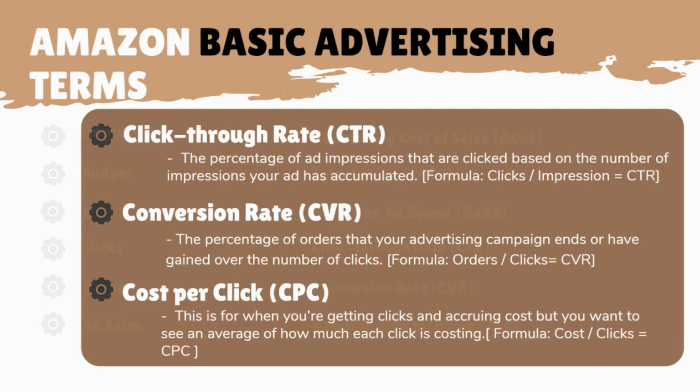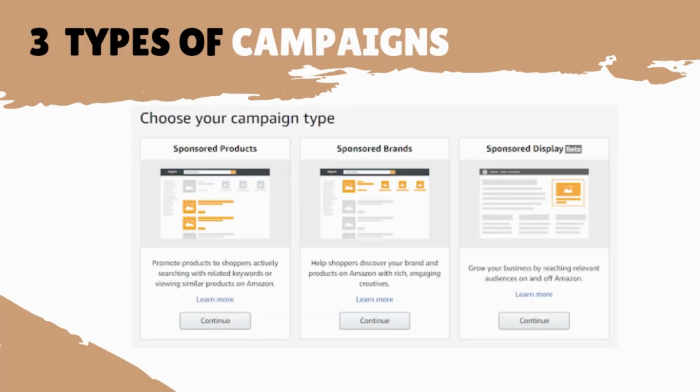This is for when you're getting clicks and accruing costs, but you want to see an average of how much each click is costing. So the formula of CPC is the cost over clicks. So that will be the CPC.